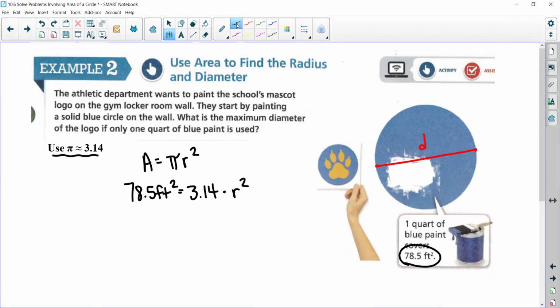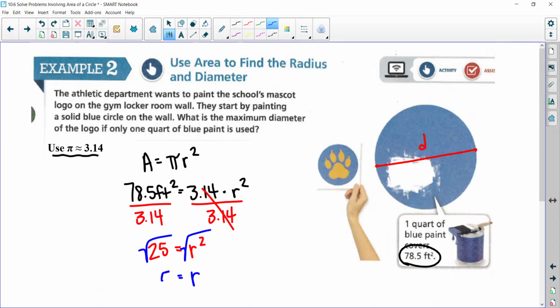Well, in order to get r squared by itself, I need to divide by 3.14 on both sides. So 78.5 divided by 3.14, I get 25. That's equal to r squared. I don't want r squared, I want r. The opposite of squaring something is doing the square root. So the square root of r squared is r. The square root of 25 is 5. So we have our radius.